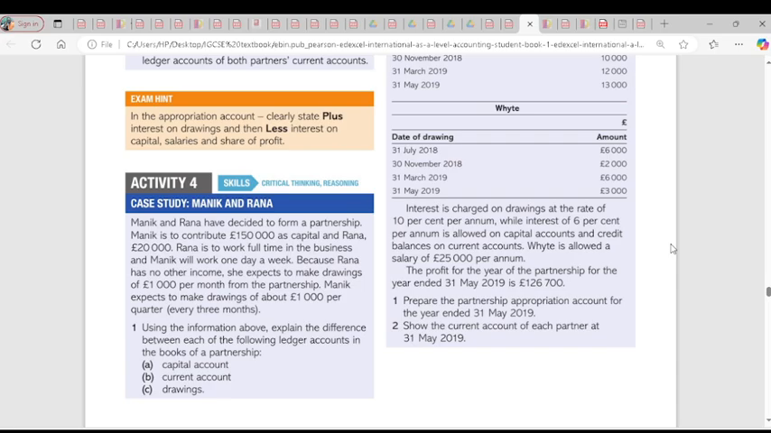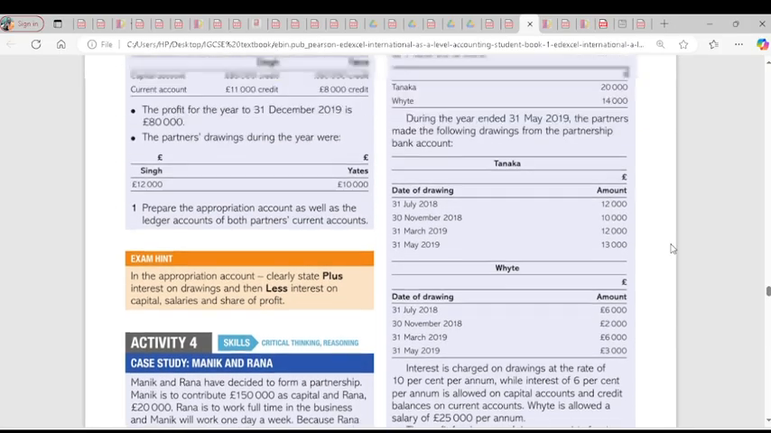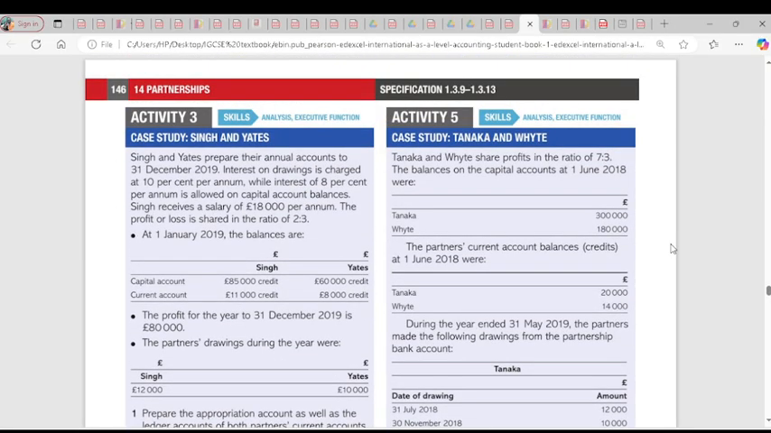They said the profit for the year of the partnership, additional information, go up above it. Tanaka and White share profit in the ratio of 7:3. Share of profit: the profit is 73,260, and the share of profit is 7:3. So Tanaka will take 7 and White will take 3.